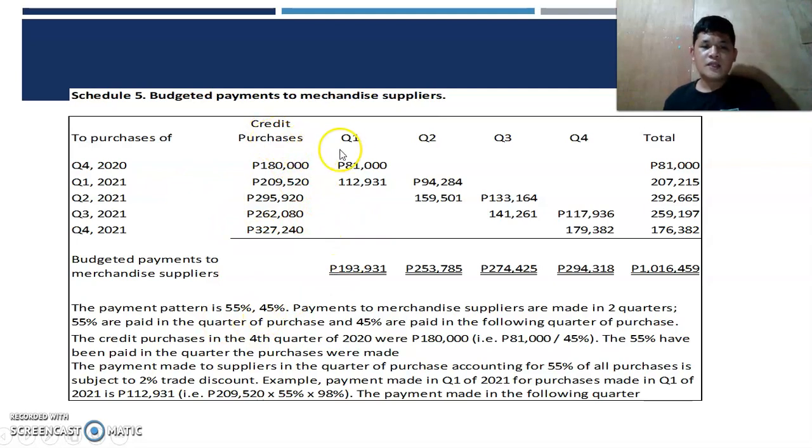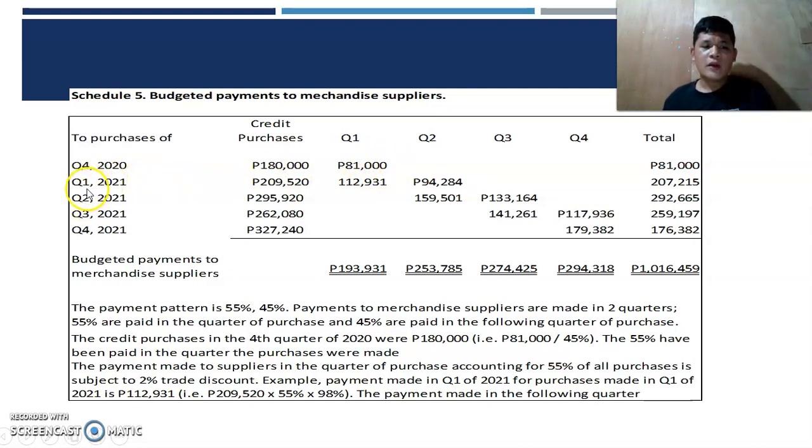So, credit purchases for the quarter 1. Ito class, 180,000. So, saan ito nakuha? The credit purchases in the fourth quarter of 2020 were 180,000. So, by computing 81,000 divided by 45%. So, the 55% have been paid in the quarter the purchase were made. So, itong 180,000 class, dinivide lang yung 81,000 divided by 45%. So, kaya 180,000 multiplied by 45%. So, that is 81,000. The same pa rin.